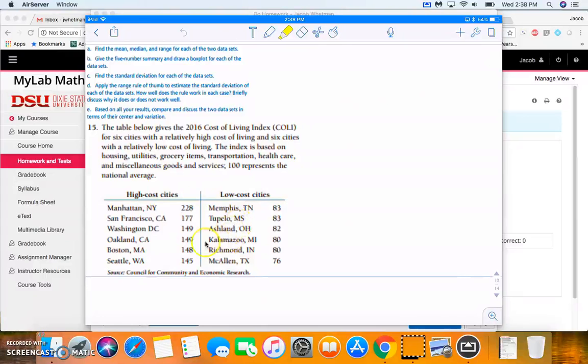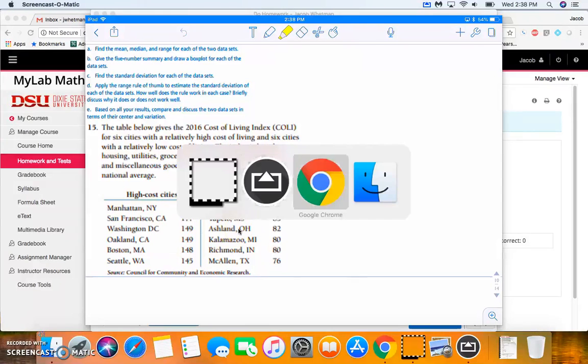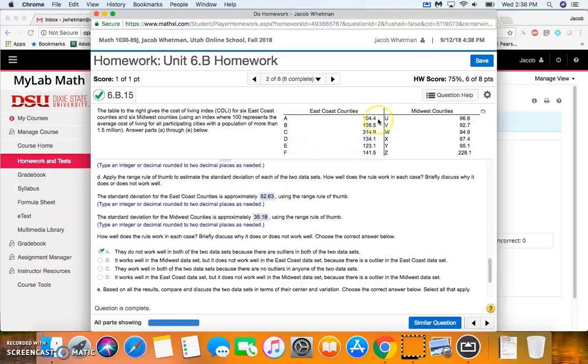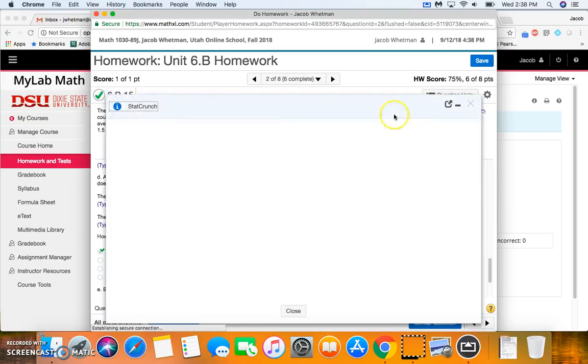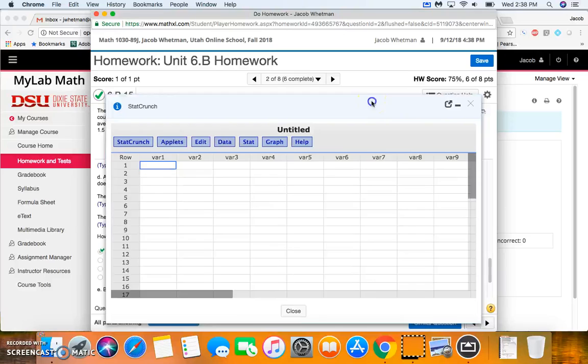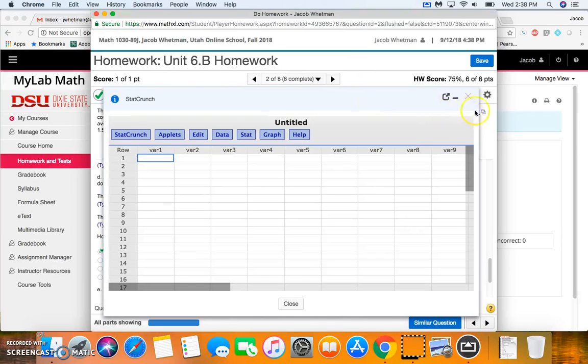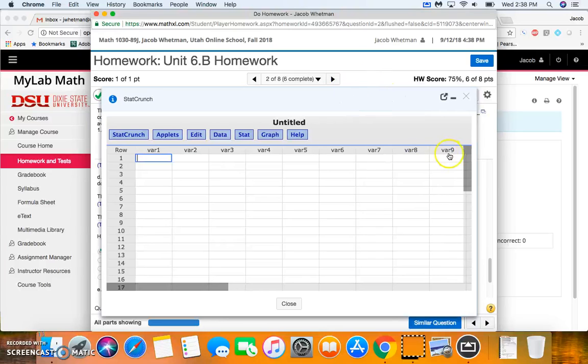And then the low cost cities. So I'm going to put this data into StatCrunch. I just want to remind you how to do that. So when we come over here, I've just come into a random problem. You can either click here on these little windows if it has it in a problem and open in StatCrunch, or you can click question help and then click StatCrunch. Either way, it's going to get StatCrunch to open for you. But if you use the little windows, then it will actually import the data for you as well.